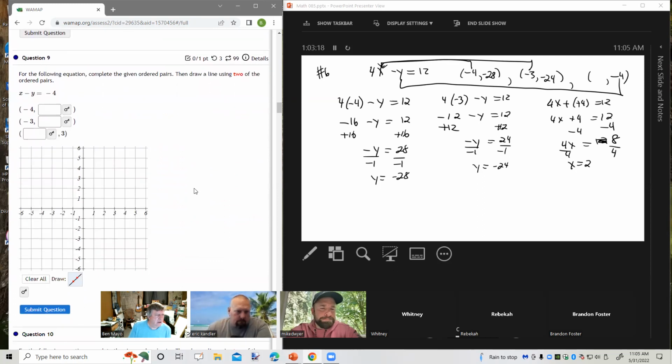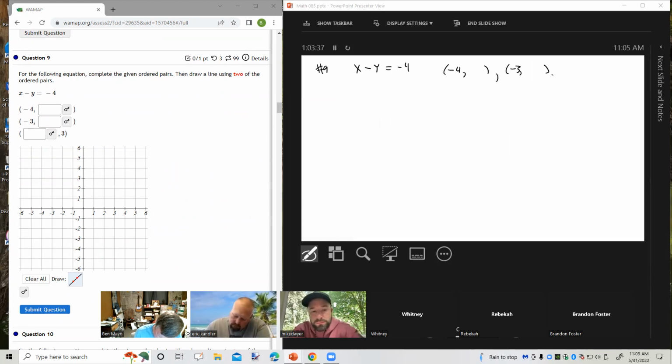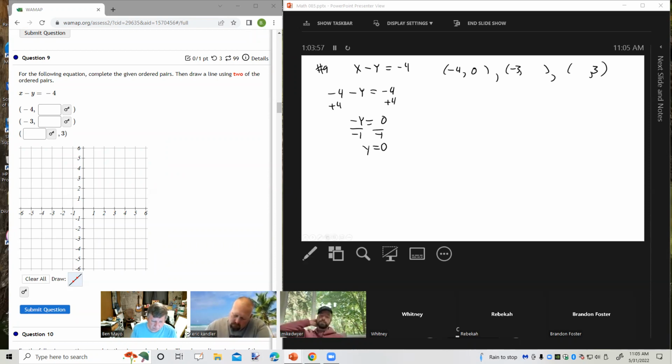Okay. For the following equation, complete the given ordered pairs, then draw a line using 2 of the ordered pairs. So this is number 9, and we've got x minus y equals -4. First of all, x is -4. So we get -4 minus y equals -4. Add 4 to both sides. -y equals 0. Divide by -1, y equals 0.